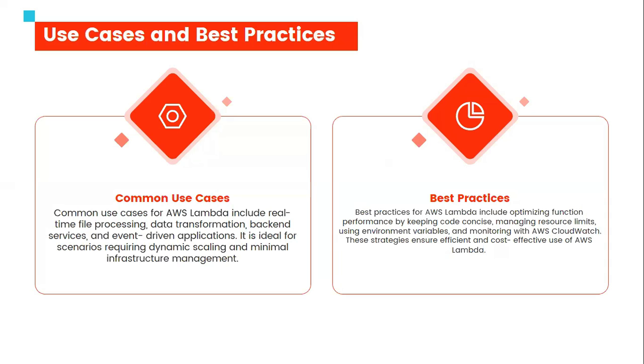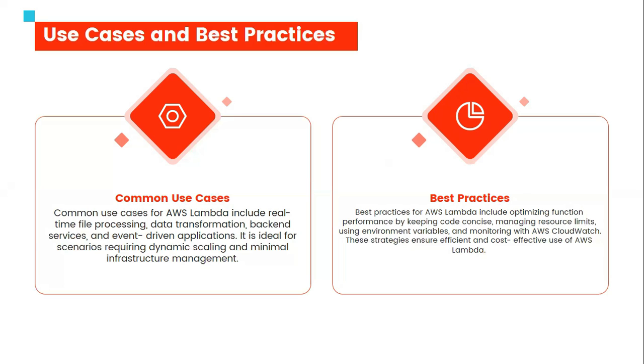AWS Lambda, right? It is ideal for scenarios requiring dynamic scaling and minimal infrastructure management. Correct. Best practices for AWS Lambda include optimizing function performance by keeping code concise, right? And you can manage the resource limit. Another thing is it is pay per use, right? How much you are using, receiving a request, so the cost will be accumulated based on that pay per use, right?